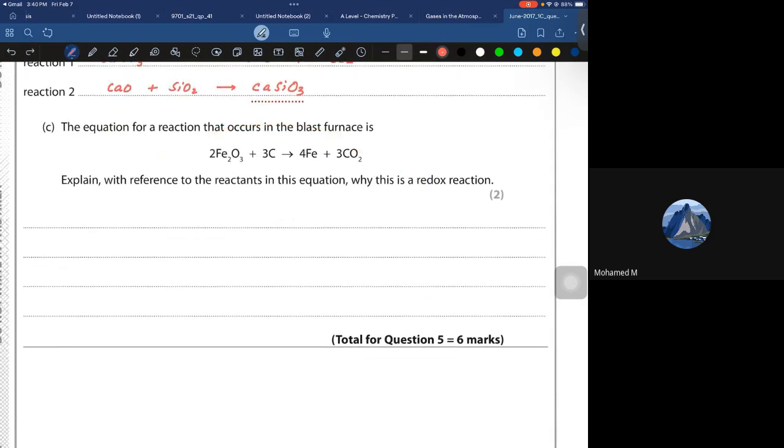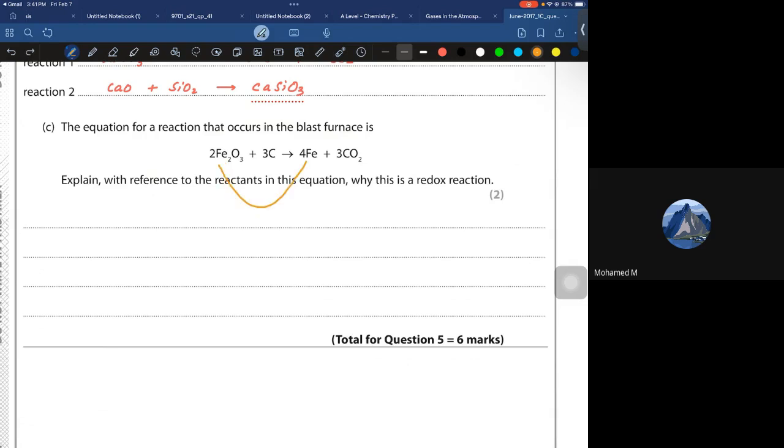And why is this a redox reaction? What do you think, why is this a redox reaction? Have you done the redox one? Yeah, it's because there's oxidation and reduction happening, right? So you need to mention which is reduced and which is oxidized. So Fe is, I think, reduced, I think. Wait. Yeah, it's oxidized. Iron is oxidized and carbon is reduced.